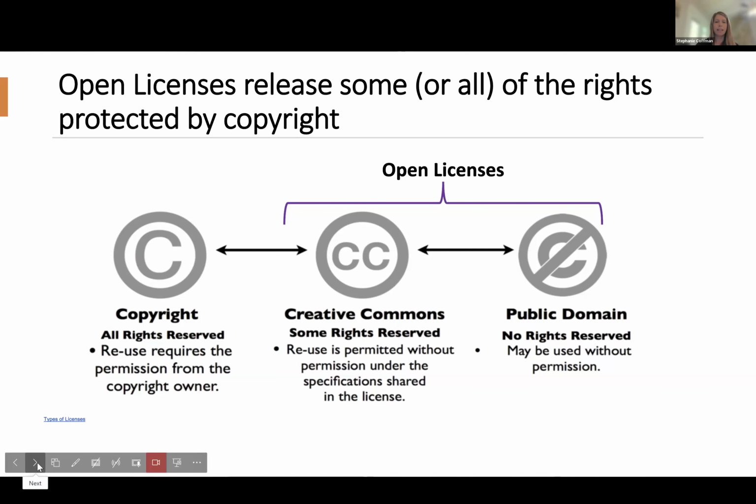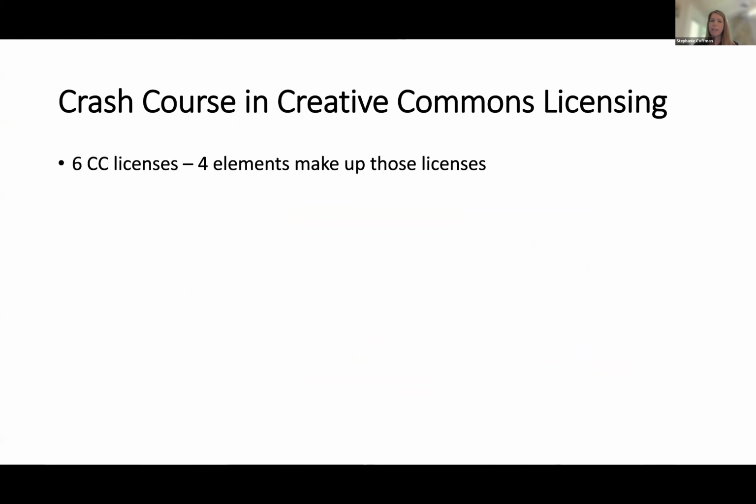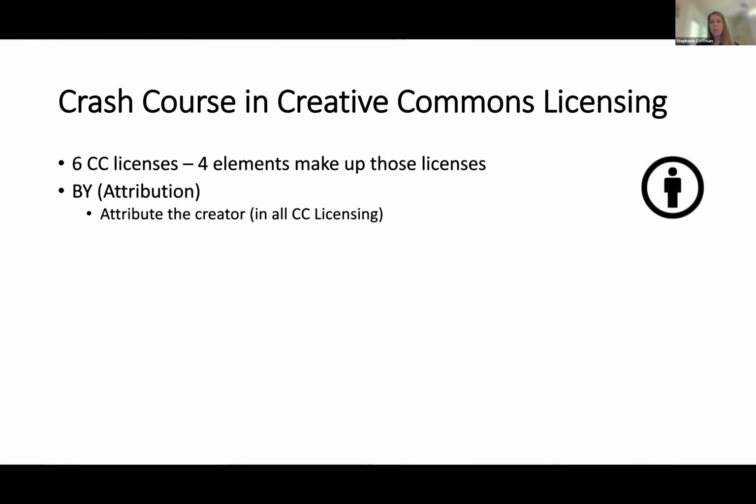So for Creative Commons licenses, there are 6 of them to choose from, and there are 4 elements that can make up these licenses, and then we can combine the elements to make the 6. The first element is BY, and this is an attribution element. And this says, yes, you can use my work, but you must attribute it back to me, the original creator of this work. And that is denoted by this little person symbol here.